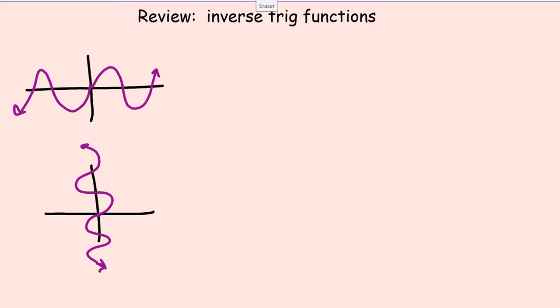So what we do is we just take a piece of it that would pass the vertical line test, and that's the piece we use for the inverse sine graph. Now, that piece corresponds to this piece on the regular sine graph, which goes from an x value of negative pi over 2 to positive pi over 2, and from a y value of negative 1 to positive 1. So that tells us that our inverse sine graph goes from an x value of negative 1 to 1, and from a y value of negative pi over 2 to pi over 2.